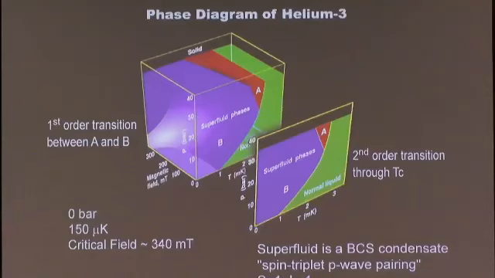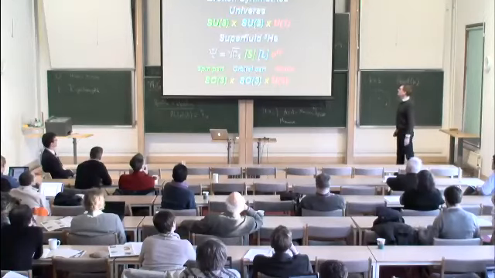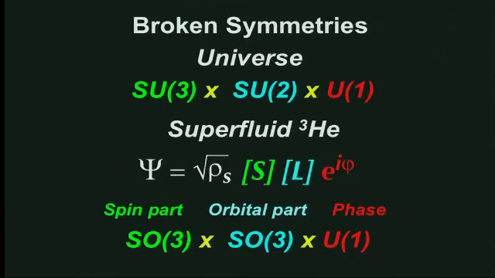Because you can control and shape magnetic fields, then you can control and shape this first order interface between the A and the B phase. Again, that's our kind of proto brane. So these experiments all take place at very low pressures, 0 bar or thereabouts, and around 150 millionths of a degree above absolute zero.